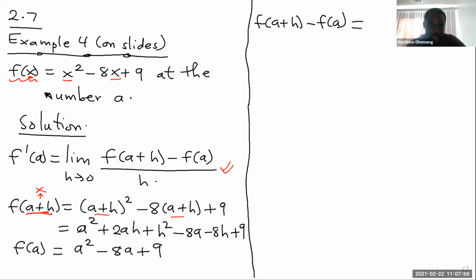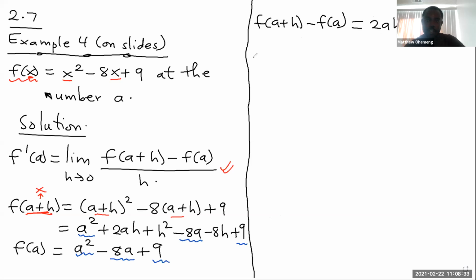So what do I see? I see a squared here and a squared here. So if I do f of a plus h minus f of a, the a squared terms will cancel out. I see minus 8a and minus 8a, so those will also cancel out. I see 9 here and 9 here, so those will cancel out. So what will be left are these terms: 2ah plus h squared minus 8h, like so.